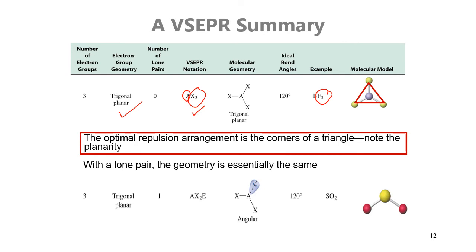So you can see the molecular model as this. The optimal repulsion arrangement is the corners of a triangle. Note the planarity. So it's planar here. It's the same plane. Planarity is on the same plane.